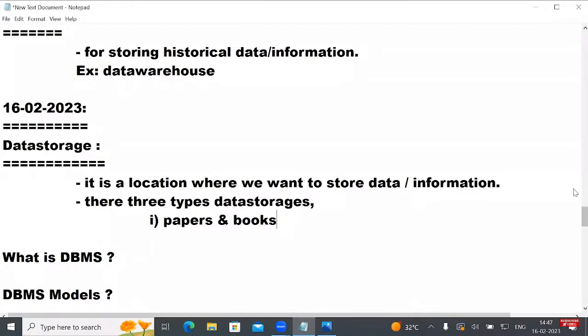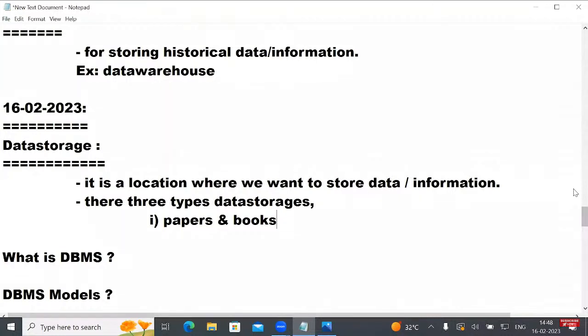Everything is a manual system. The user has to enter and keep the data manually, and whenever you want to take the data, again manually we need to search each and every page to find the required data. That is completely the books and papers manual system. For example, now I'm giving some information and you are noting it into your notebook. That is called a book and paper.